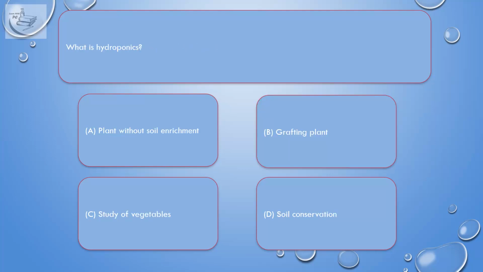Question: what is hydroponics? A. Plant without soil enrichment, B. Grafting plant, C. Study of vegetables, D. Soil conservation. Correct answer is A. Plant without soil enrichment.